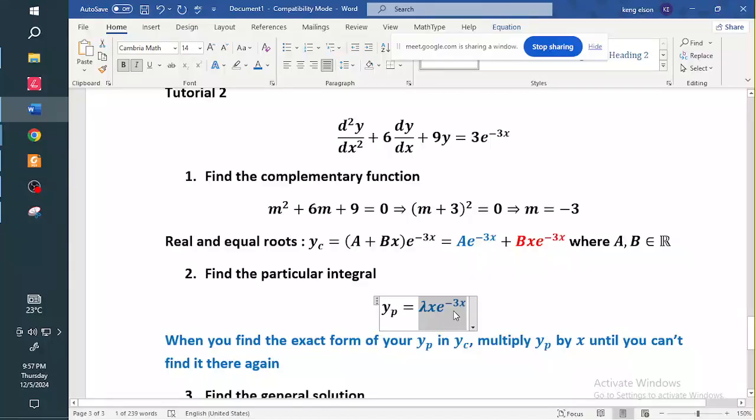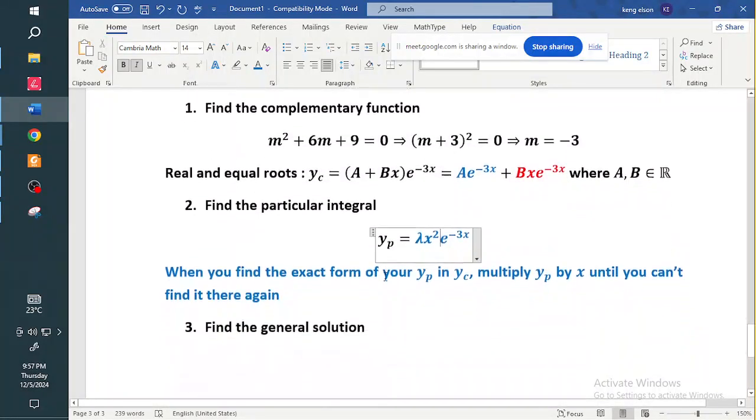When I do this, I have to go back again and check if I can find the new yp in the complementary function. And you realize that this form is exactly this form. So I still multiply this by an x again. That is why this now becomes x squared. Is it clear now? Yes, sir. Thank you. I've understood.